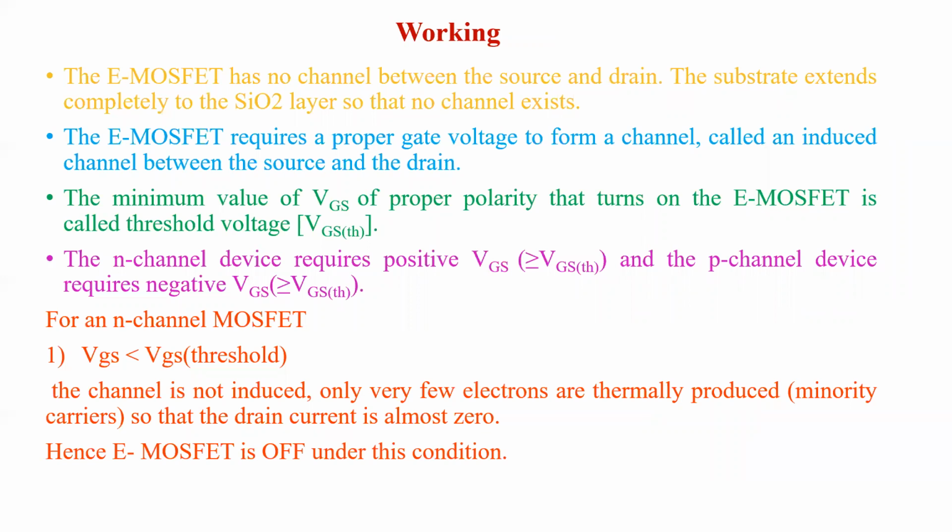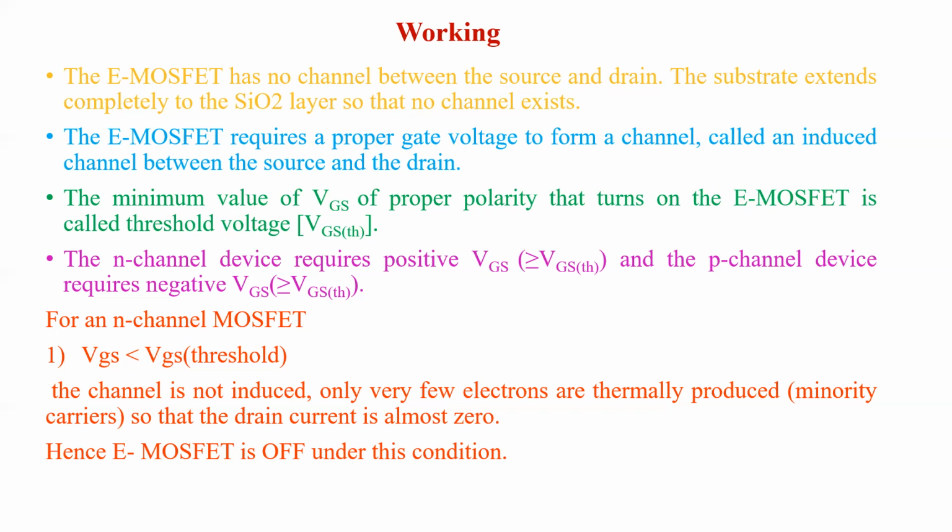As you know, there is no physical channel. The substrate extends completely to the source, so there is no channel, and we have to apply proper gate voltage to form a channel. This is called an induced channel because we are inducing it by applying voltage. We are applying the voltage between gate and source. So there should be a minimum value of VGS for creating the channel. That minimum voltage is called the threshold voltage.